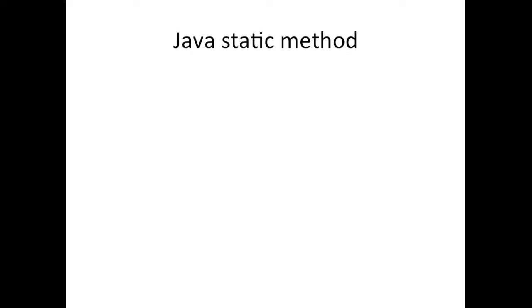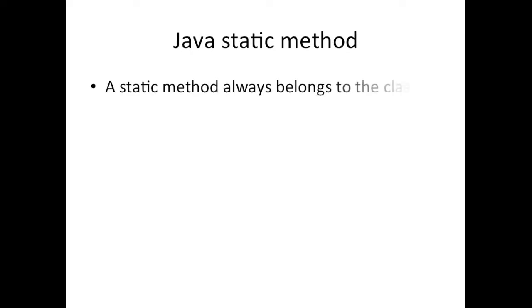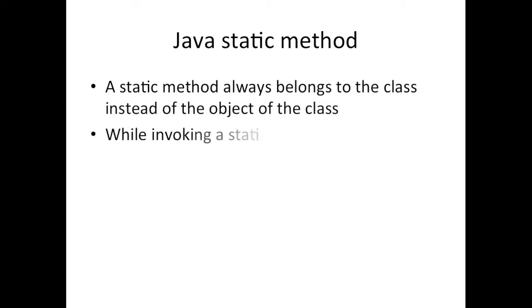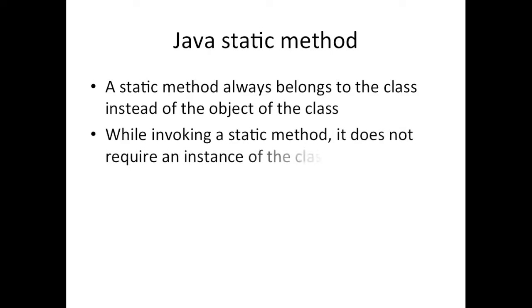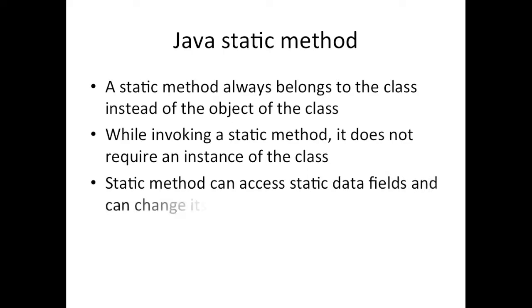Understanding the Java static method. A static method always belongs to the class instead of the object of the class. While invoking a static method, it does not require an instance of the class. A static method can access static data fields and can change their values. Understanding static method with the help of an example.